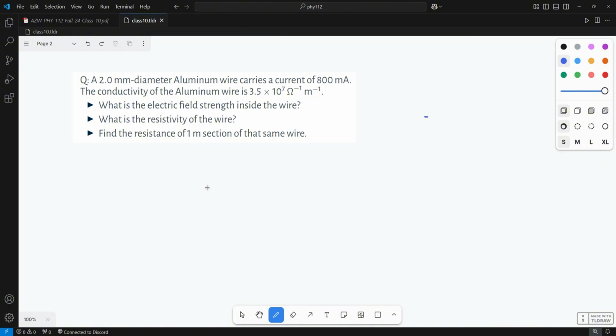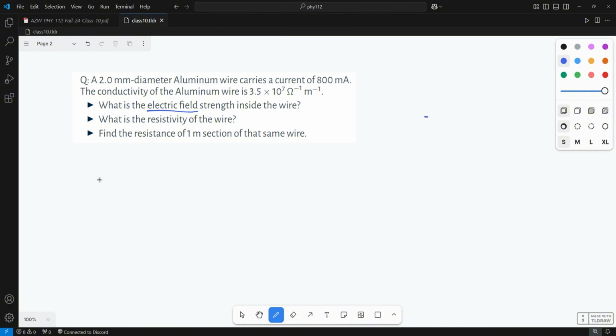So what is electric field? Electric field is the field that is created by a source charge. To find the electric field, we can check what properties are given.